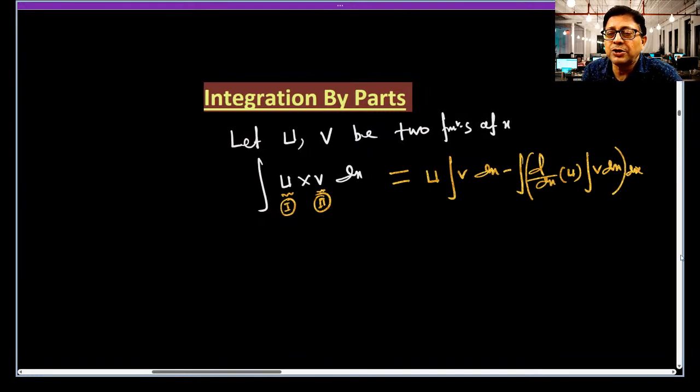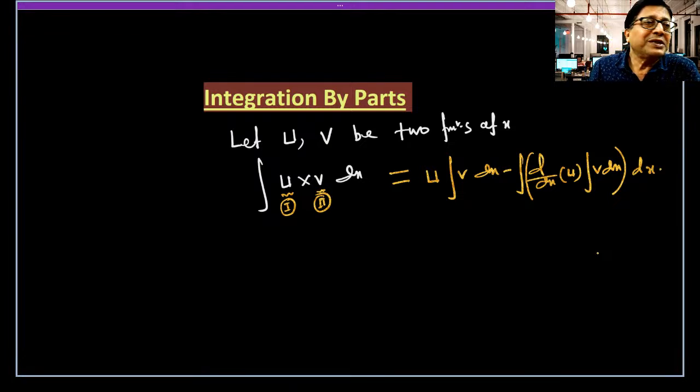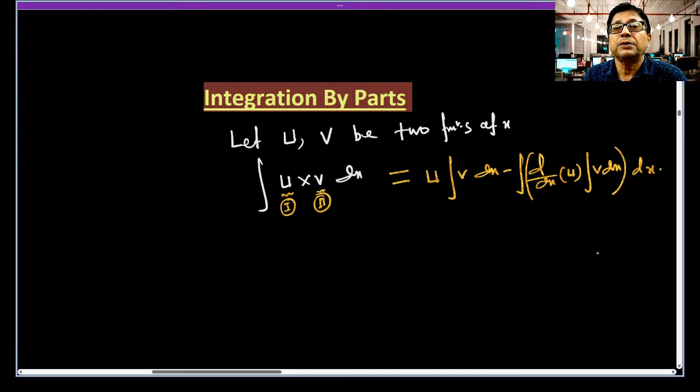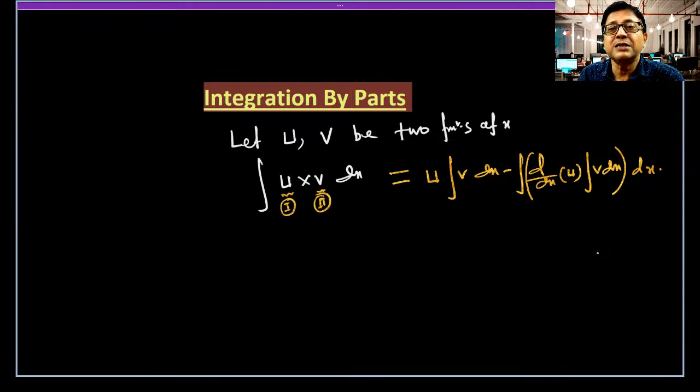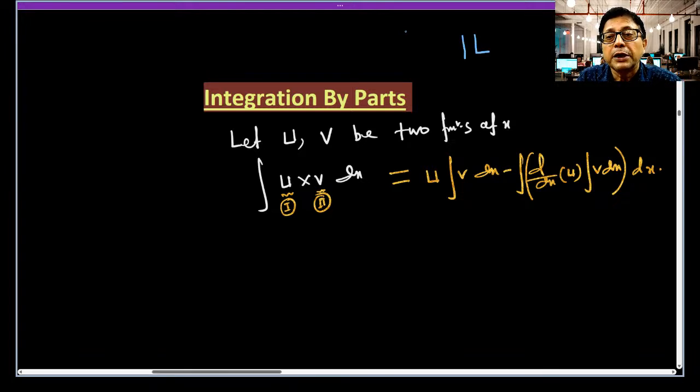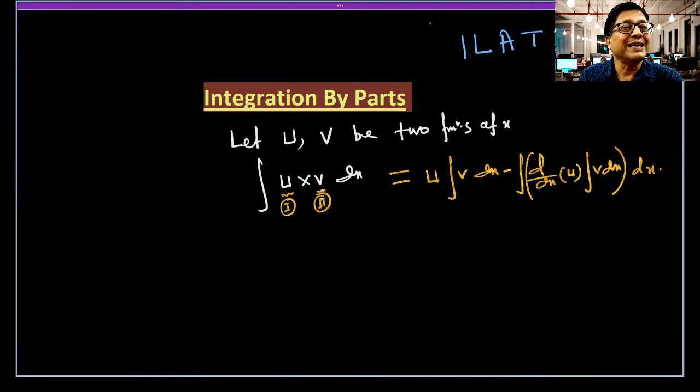So is there any choice of taking which one will be u or which one v? See, the common sense is that out of these two functions, we take as the first function one whose derivative can be done, and as the second function one whose integration can be done. This is the basic concept. But if we use this rule, ILATE, then it is of great help.